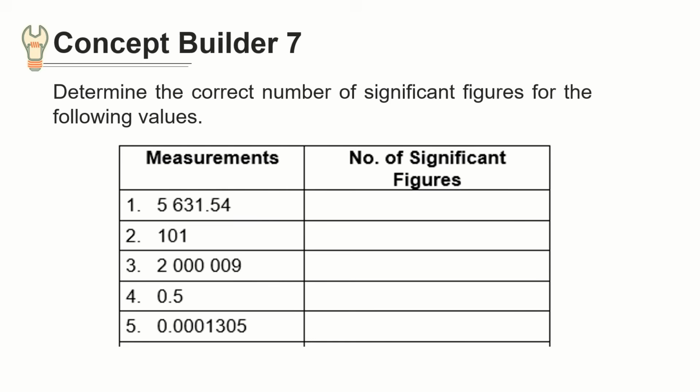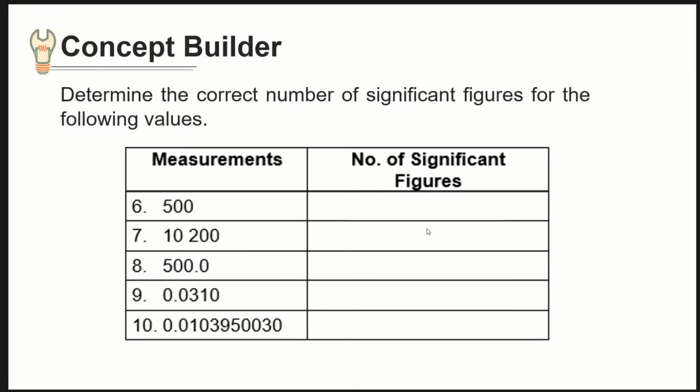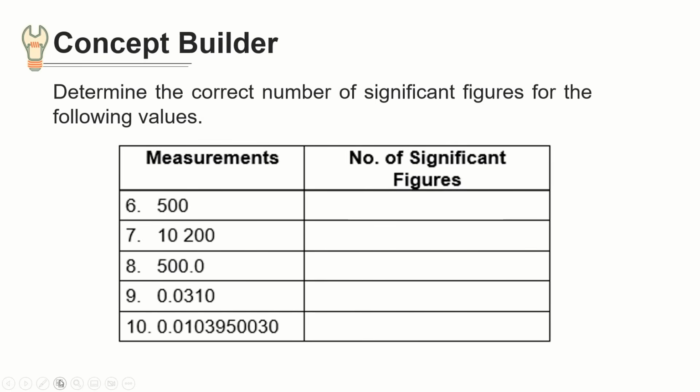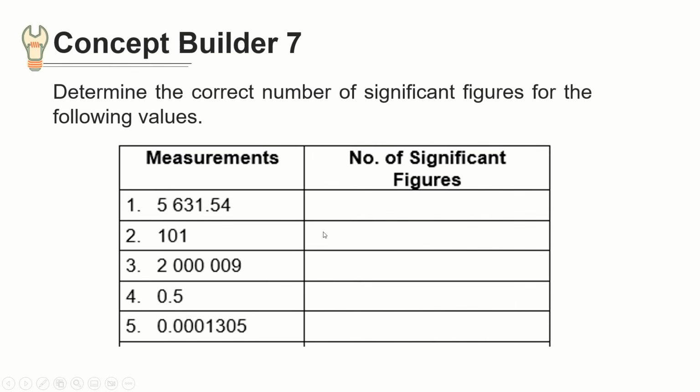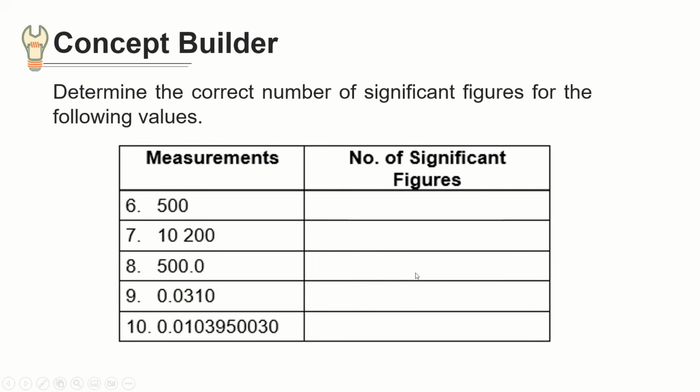So, concept builder number 7. So, ito, 1 to 5, and then ito naman yung 6 to 10. So, balik muna tayo dun sa items 1 to 5. So, determine the correct number of significant figures for the following values. Lagay nyo lang kung ilan yung significant figures dito. And then, that is for items 1 to 5. You can pause this video. And then, for items 6 to 10, ayan.